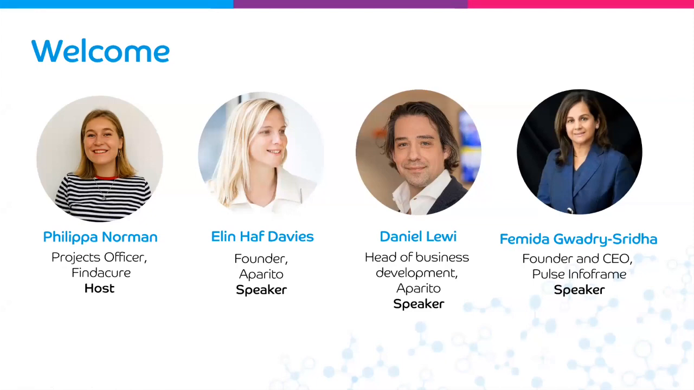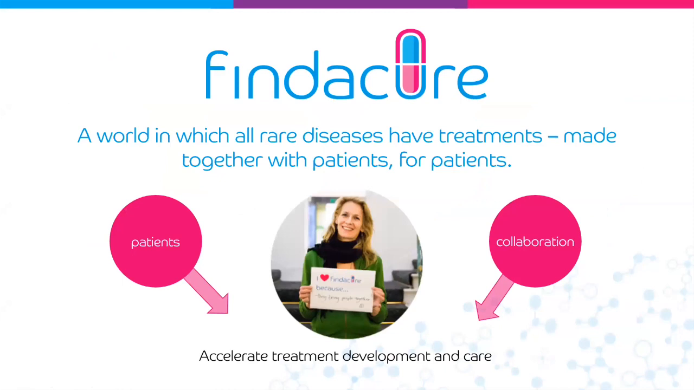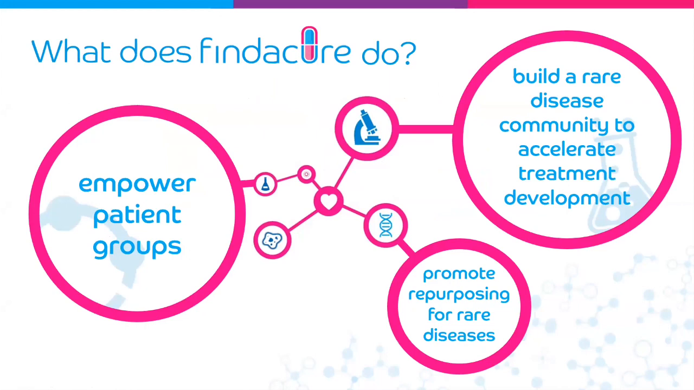So really happy again to be joined by a big room of people and a very collaborative approach again, just like our last webinar. So for anyone who is new here, Find a Cure is a rare disease charity, and our vision is a world in which all rare diseases have treatments made together with patients for patients. So we really value that collaborative approach to bring about treatment and cure. And what we like to do is empower patient groups through our empowerment program, and we also promote repurposing. And our ultimate goal is to build a rare disease community so we can accelerate treatment development.